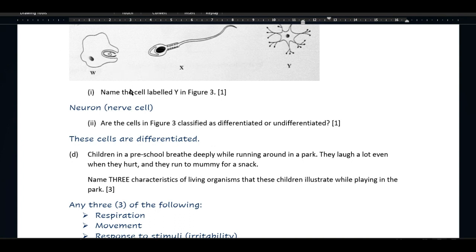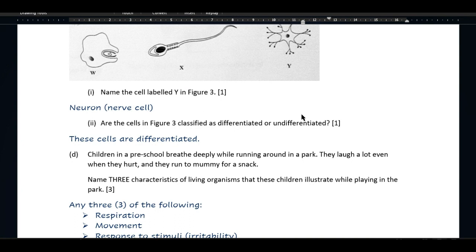These are all differentiated cells, right? W might be considered undifferentiated, but because we want to talk about all three, they didn't really say one versus the other. We can indicate that, well, the majority of them are differentiated. X and Y are definitely differentiated. W might be some kind of epithelium or some other kind of cell that may or may not be. But again, the majority of them are.